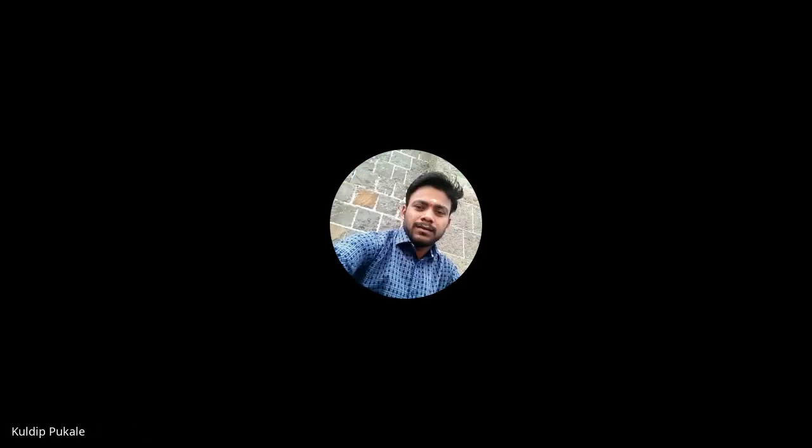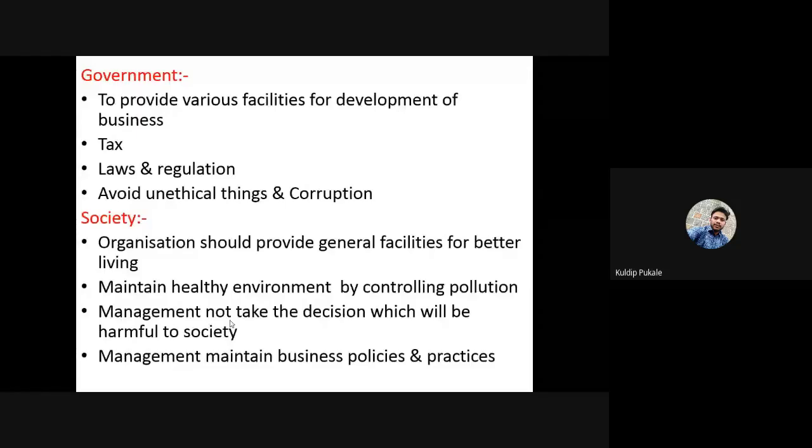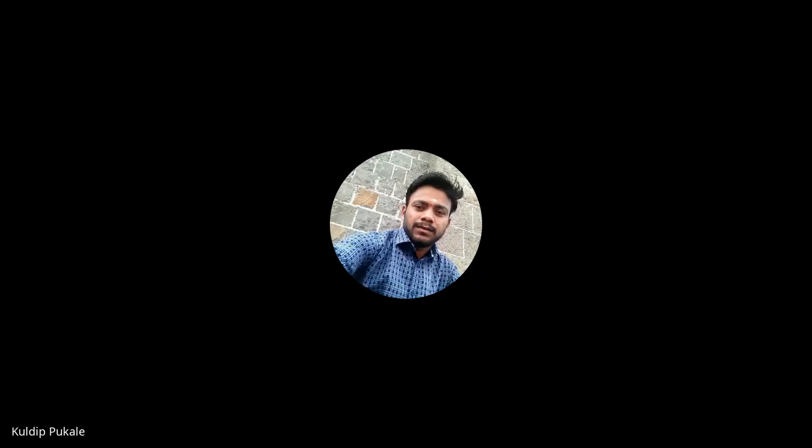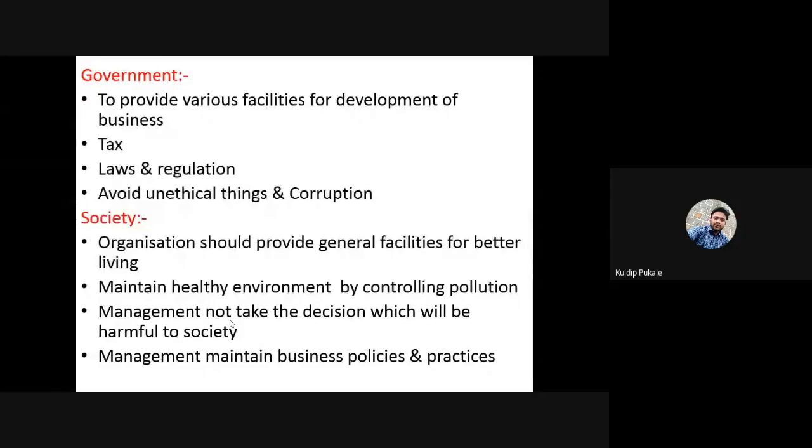Social responsibility: provide the various facilities for development of the business. The government also has a responsibility to provide facilities to you. Those facilities are land availability, proper electricity availability, water resources availability, like this. Then tax, laws and regulations, making laws for particular employees, etc., to avoid things and corruption. These are the responsibilities of the government.